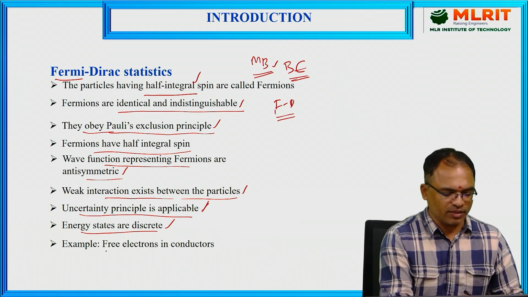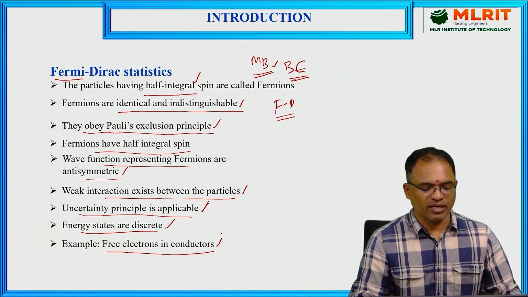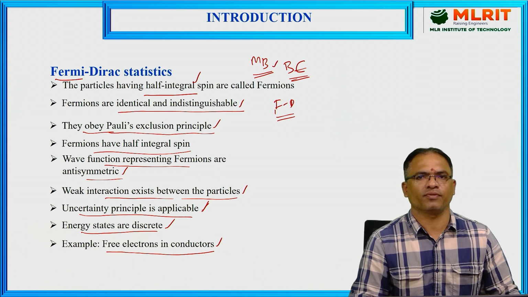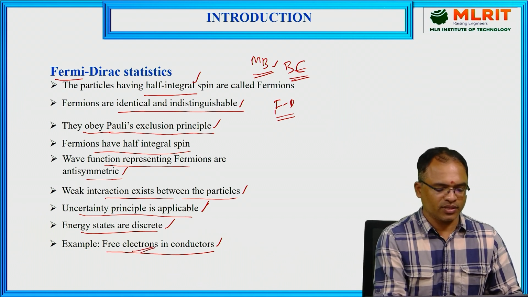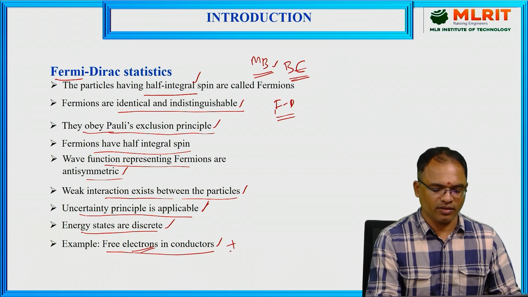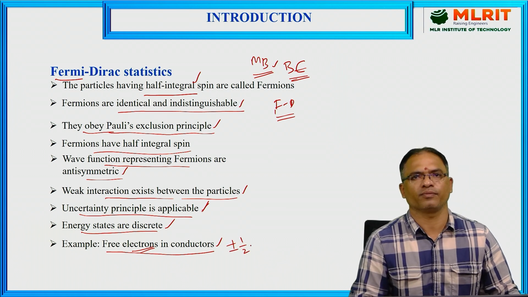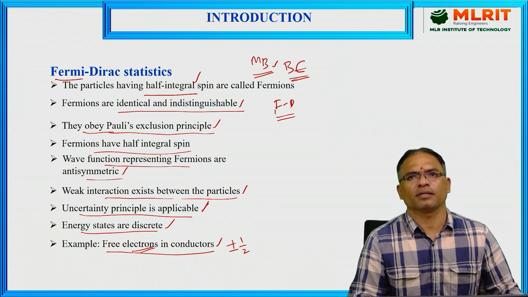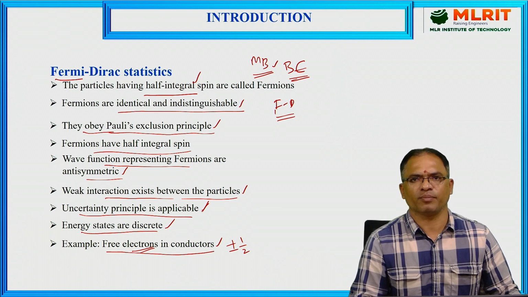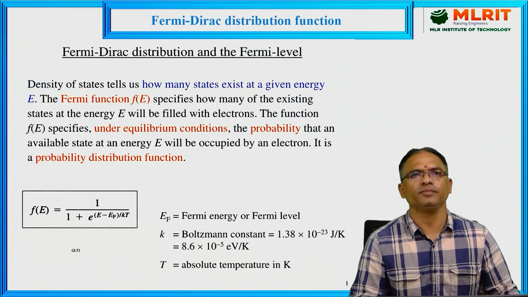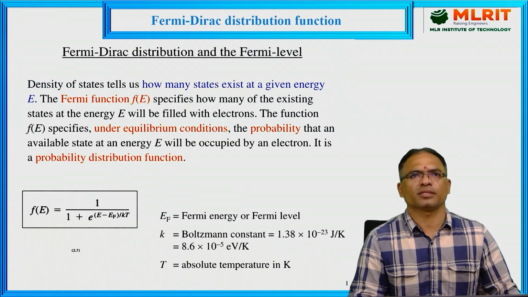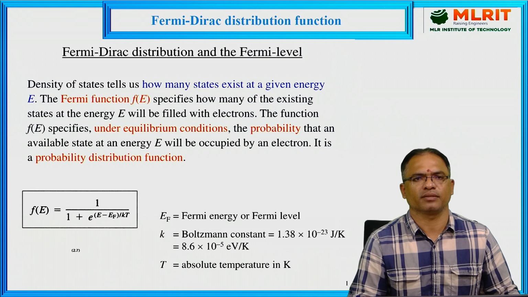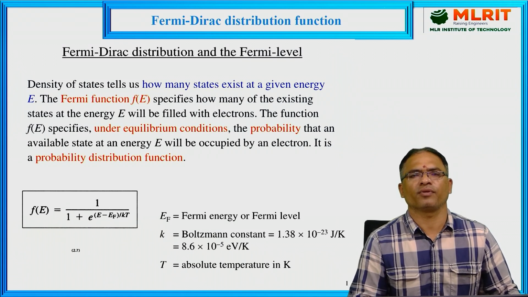And finally, coming to the examples. The particles having half integral spins come under fermions. So electrons come under this category, which have a spin of either plus half or minus half. So that is about the basic properties or characteristics of fermions and the basic introduction to Fermi-Dirac statistics. Now we are going to discuss the Fermi-Dirac distribution function, and later we are going to know the basic meaning of the Fermi level and the importance of the Fermi level.